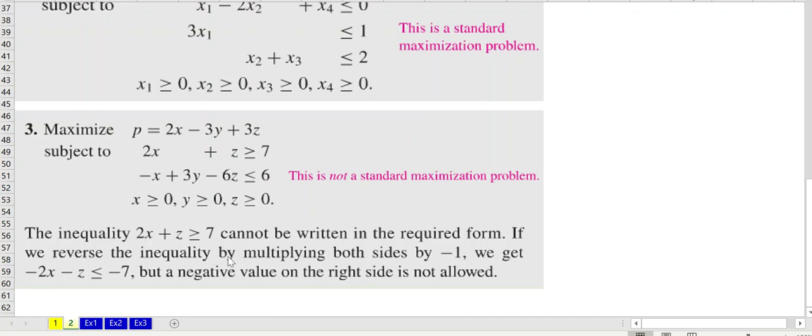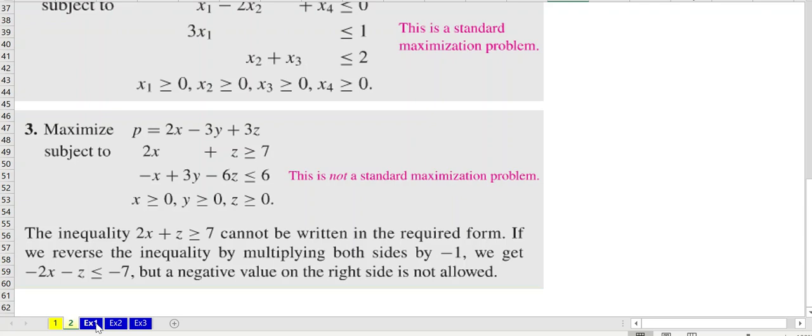Now what this is telling us down here is, as we know, we could take this linear inequality, multiply both sides by a -1, and that would change the direction of the inequality. We would end up with a negative 2x minus z is less than or equal to -7. That's written down here. But the problem now is this -7. Remember, this value has to be positive. So this is not a standard maximization problem.